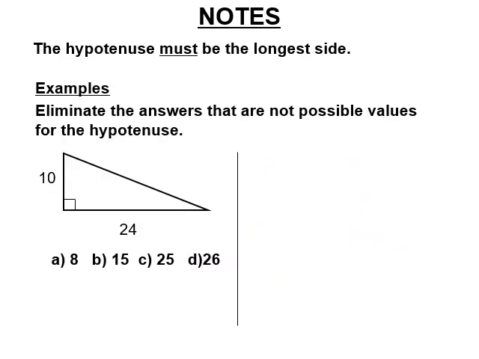Note, the hypotenuse must be the longest side. So look at these four answers and cross two of them out. They can't possibly be the length of the hypotenuse. So it has to be 25 or 26. Pause the video, see if you can figure out which one of these it is.